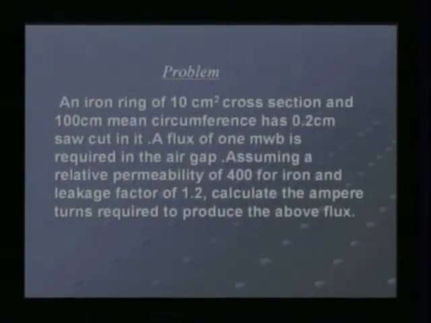Now, consider one more problem. An iron ring of 10 centimeter square cross section and 100 centimeter mean circumference has a 0.2 centimeter slot in it. A flux of 1 milliweber is required in the air gap. Assuming a relative permeability of 400 for iron and leakage factor of 1.2, calculate the ampere turns required to produce the above flux.